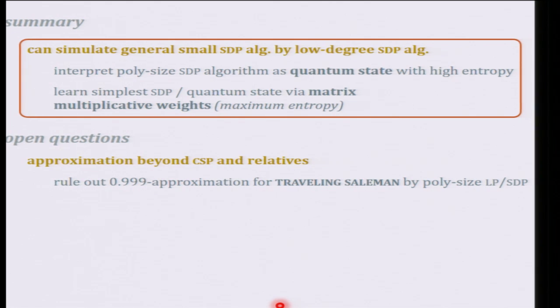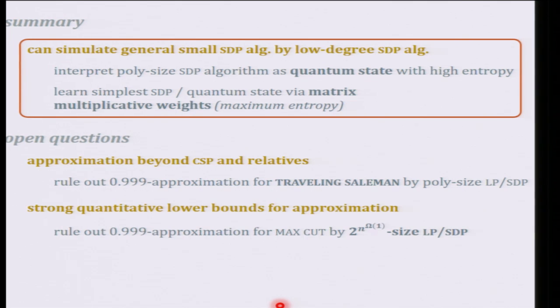But in general, you would like to do similar kinds of arguments for other problems, in particular for traveling salesman. So here, for example, for traveling salesman, we don't know how to show that a 0.999 approximation of traveling salesman is hard. We don't know how to show lower bounds for that. It's always with the triangle inequality. Metric version. Yes.